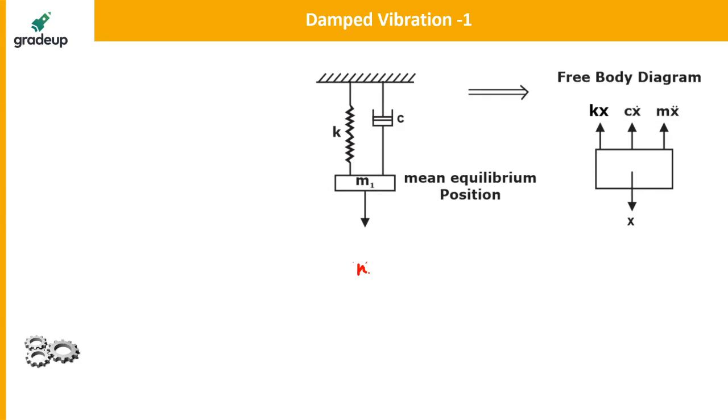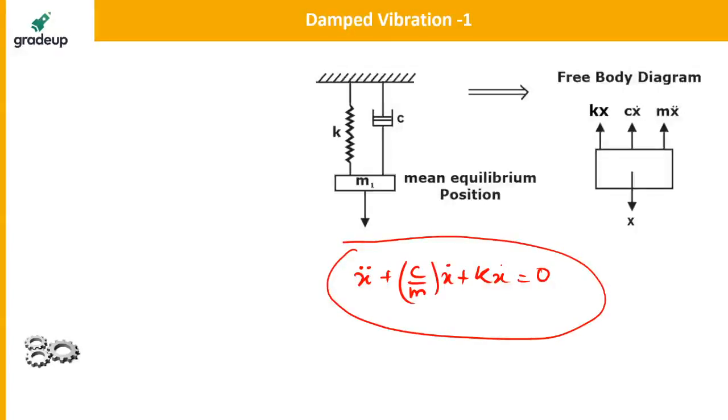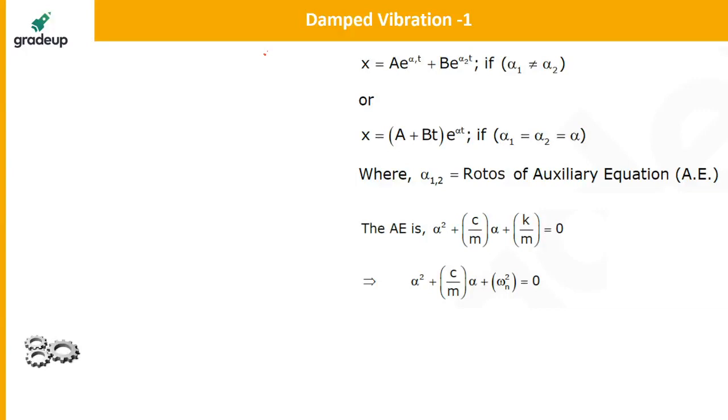When you solve this equation, x double dot plus c by m into x dot plus k by m into x is equal to 0, it is basically a second order differential equation. The solution is x is equal to A e to the power alpha 1 t plus B e to the power alpha 2 t, where alpha 1 is not equal to alpha 2. If alpha 1 is equal to alpha 2, the solution will be x is equal to A plus Bt, e to the power alpha t. Alpha 1 and alpha 2 are the roots of the auxiliary equation.